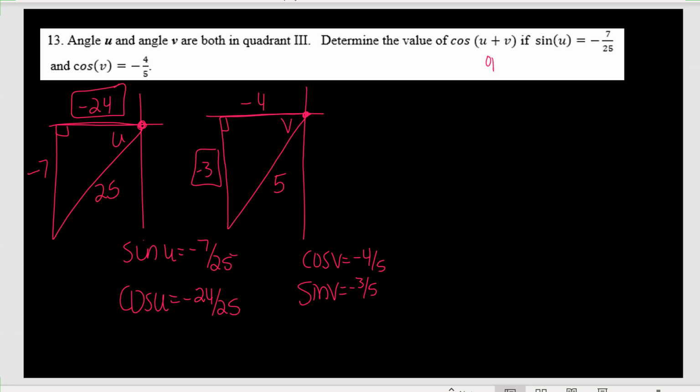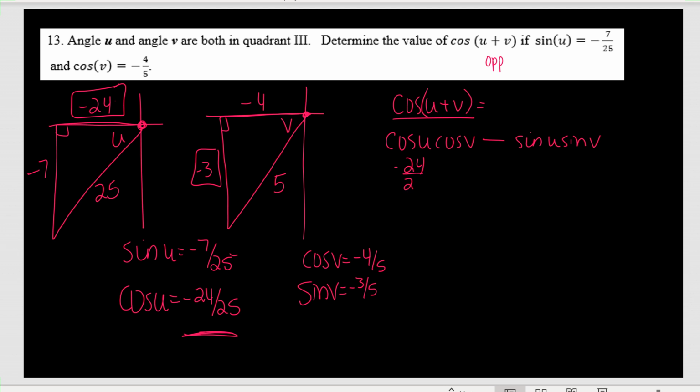So cosine, remember, when we expand, we've got to do the opposite of what the sign says. So cosine of u plus v is cosine of u multiplied by cosine of v minus sine of u multiplied by sine of v. Substitute in your info. Cosine of u is negative 24 over 25 multiplied by cosine of v, negative 4 over 5, minus sine of u, negative 7 over 25, multiplied by sine of v, negative 3 over 5.